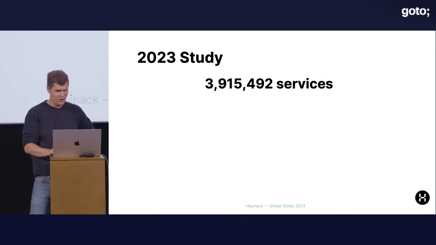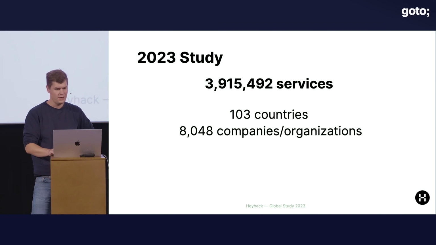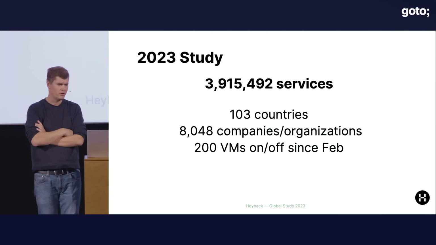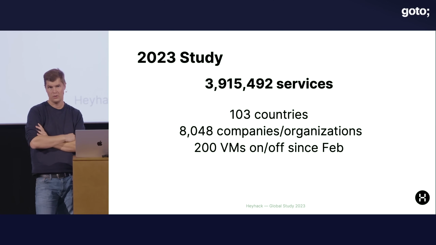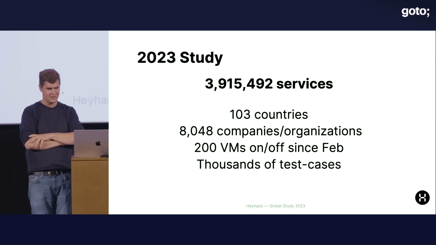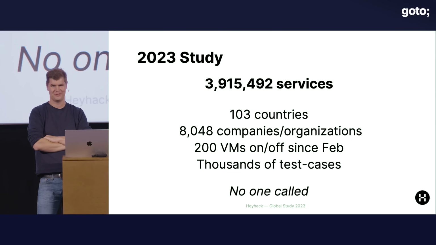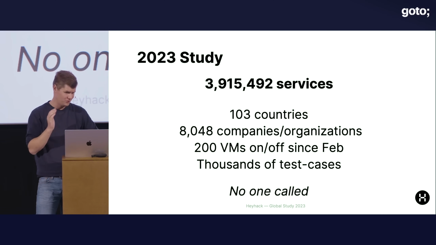This year, we've done a study of almost 4 million services across 103 countries. We've scanned more than 8,000 organizations or companies. We've been running about 200 virtual machines on and off between February and May, so we've put a lot of compute into generating these results. And we've executed thousands and thousands of test cases. And interestingly, this year, nobody responded. So you could sort of think of why that might be. There's definitely a change in, I guess, the attitude around application security compared to 12 years ago.